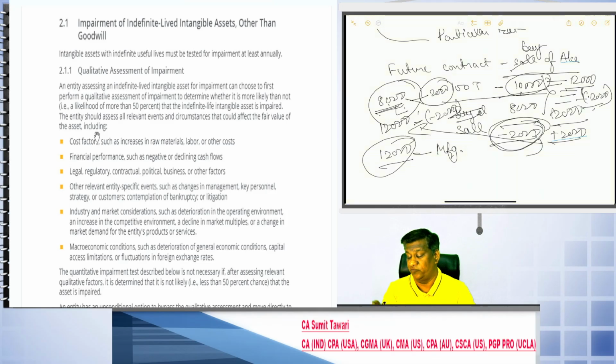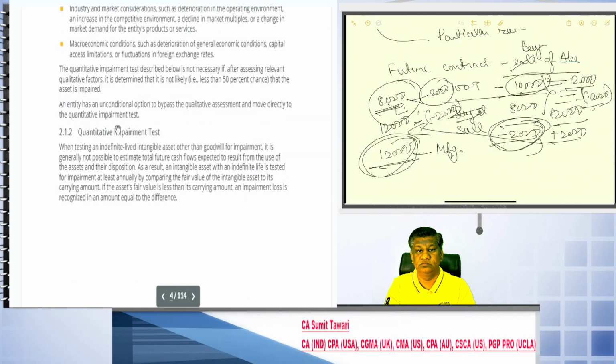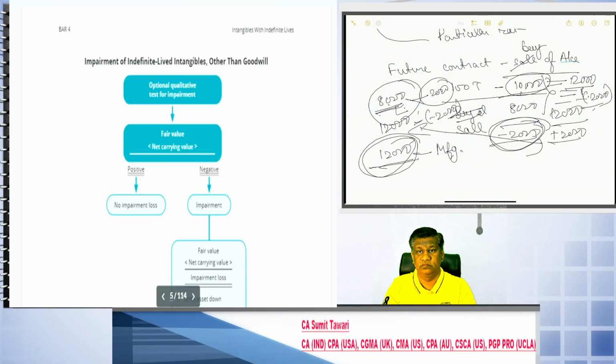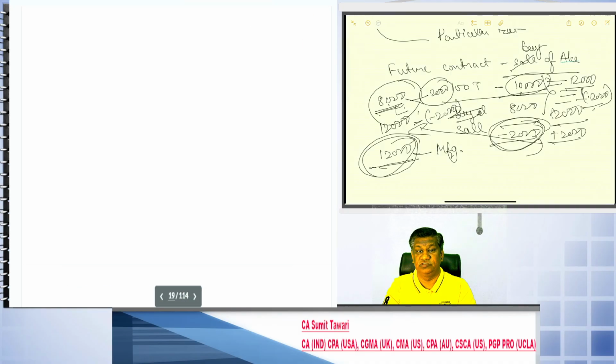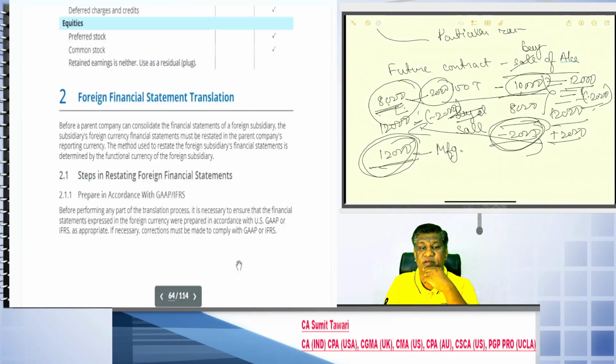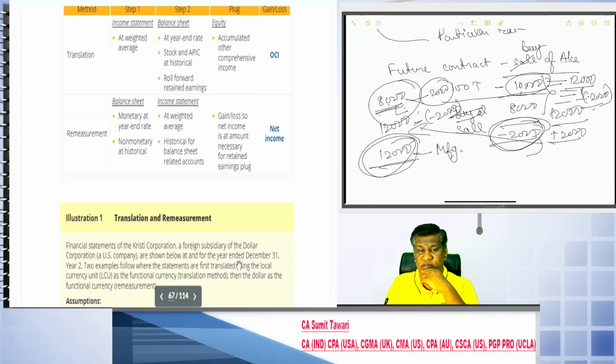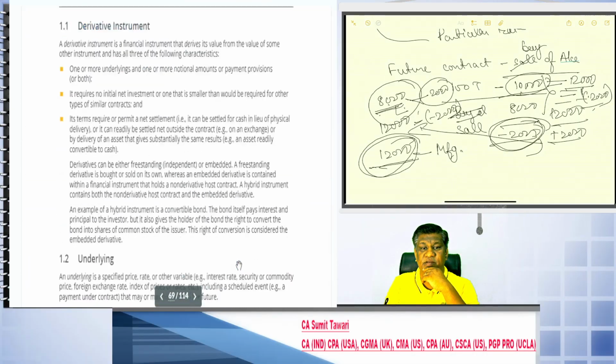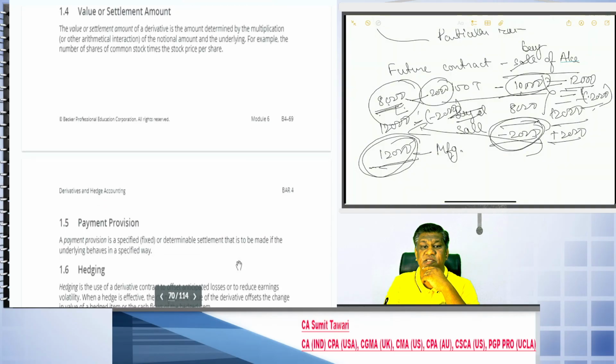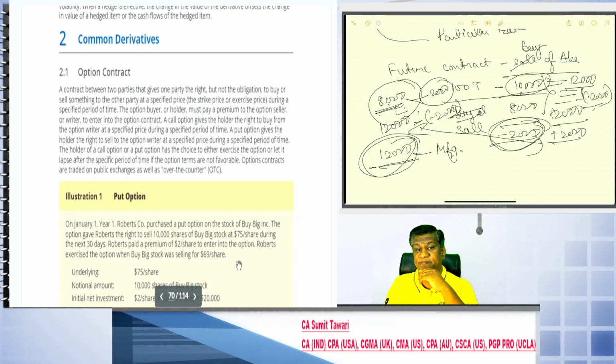So 2,000 is profit. For the physical delivery you need to buy at 12,000, so there is a loss of 2,000 that gets compensated. So basically there is no profit or loss. That's why we call this hedging. We are protecting ourselves. That is basically hedging.